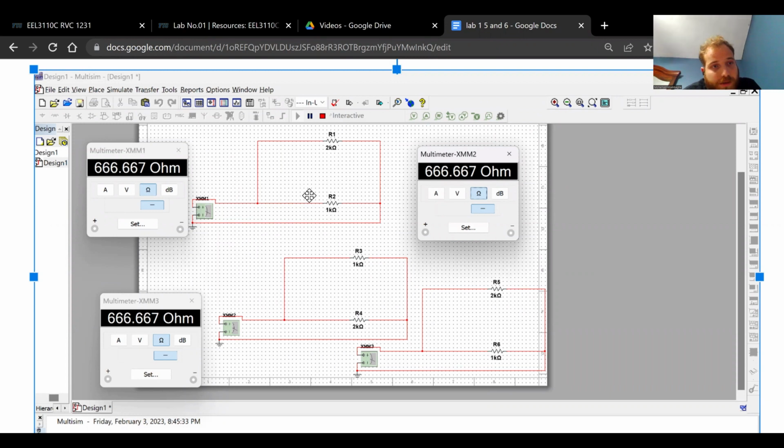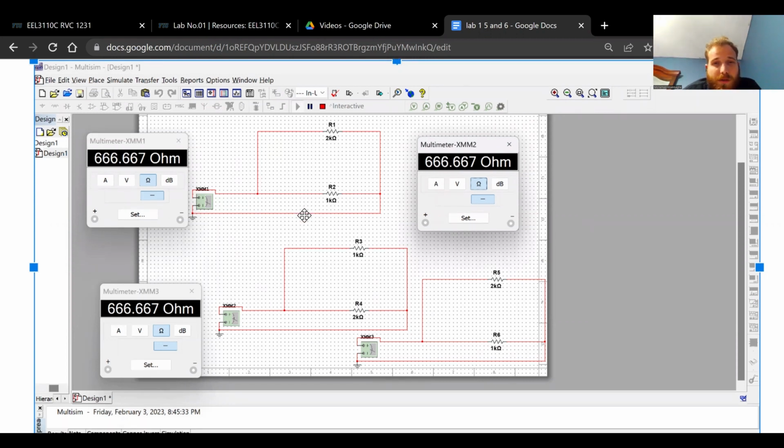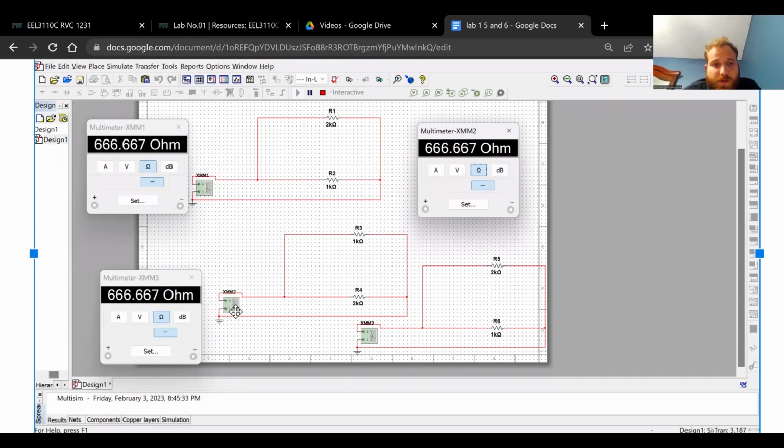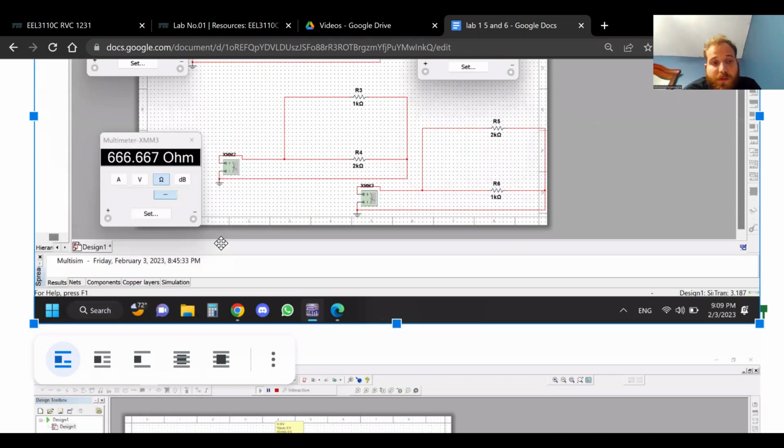This was the drawing that I ended up getting. The numbers look pretty good to me. Did it all over here. Came out fine. Basically, you just put the multimeter and the resistor and you connect them all. And then when you put this, it gives you the numbers.